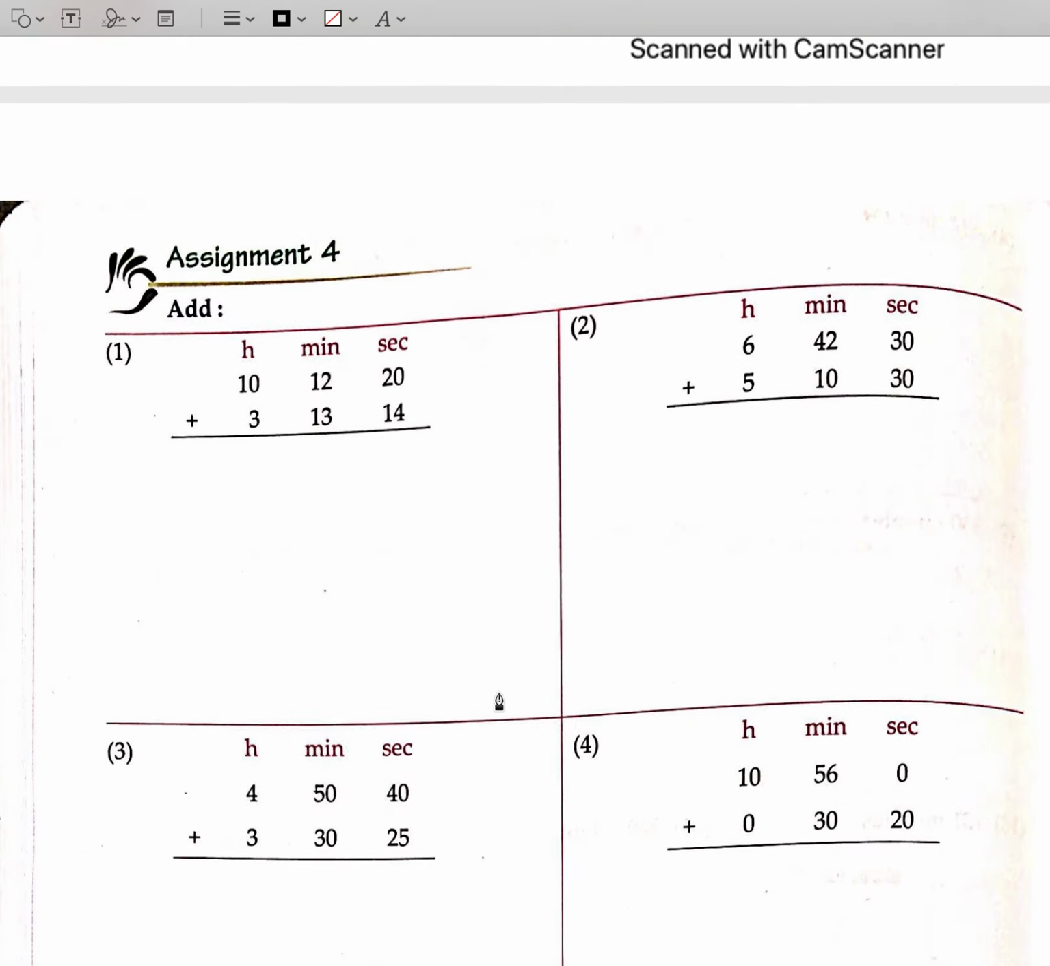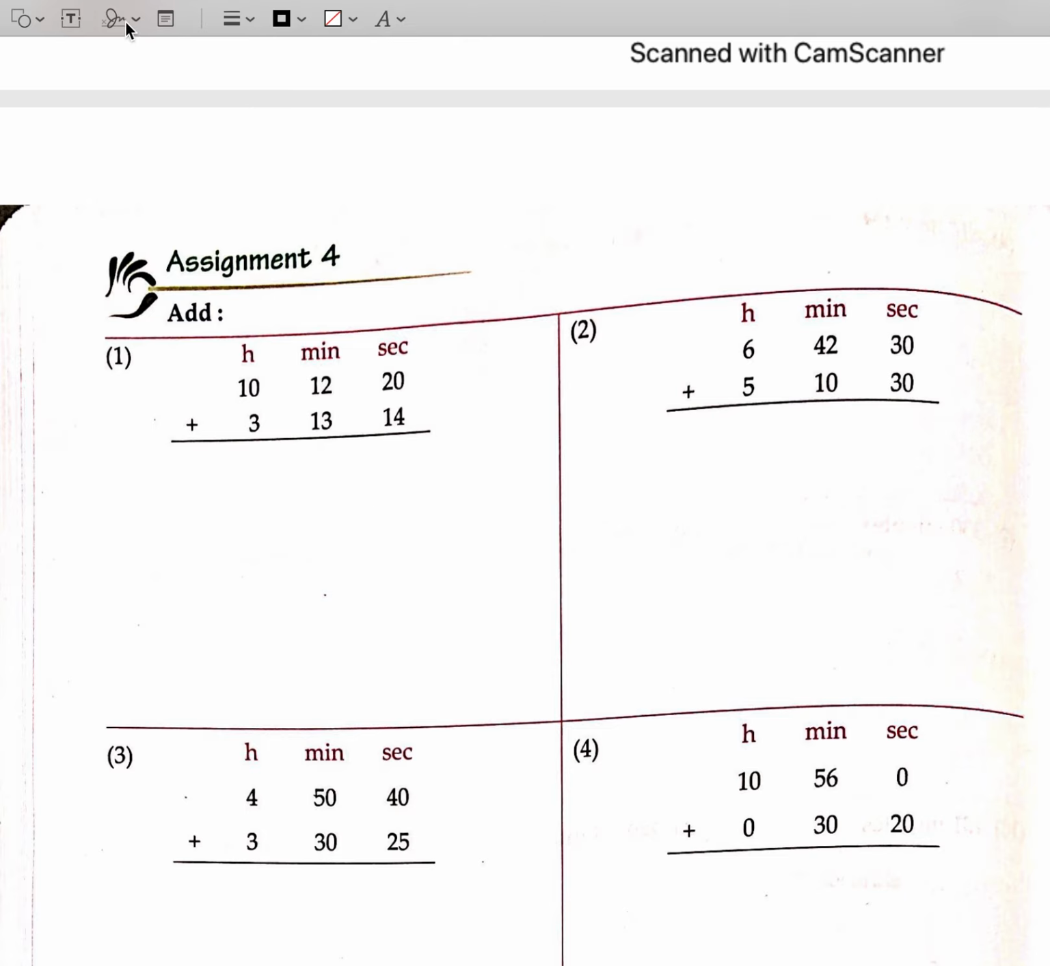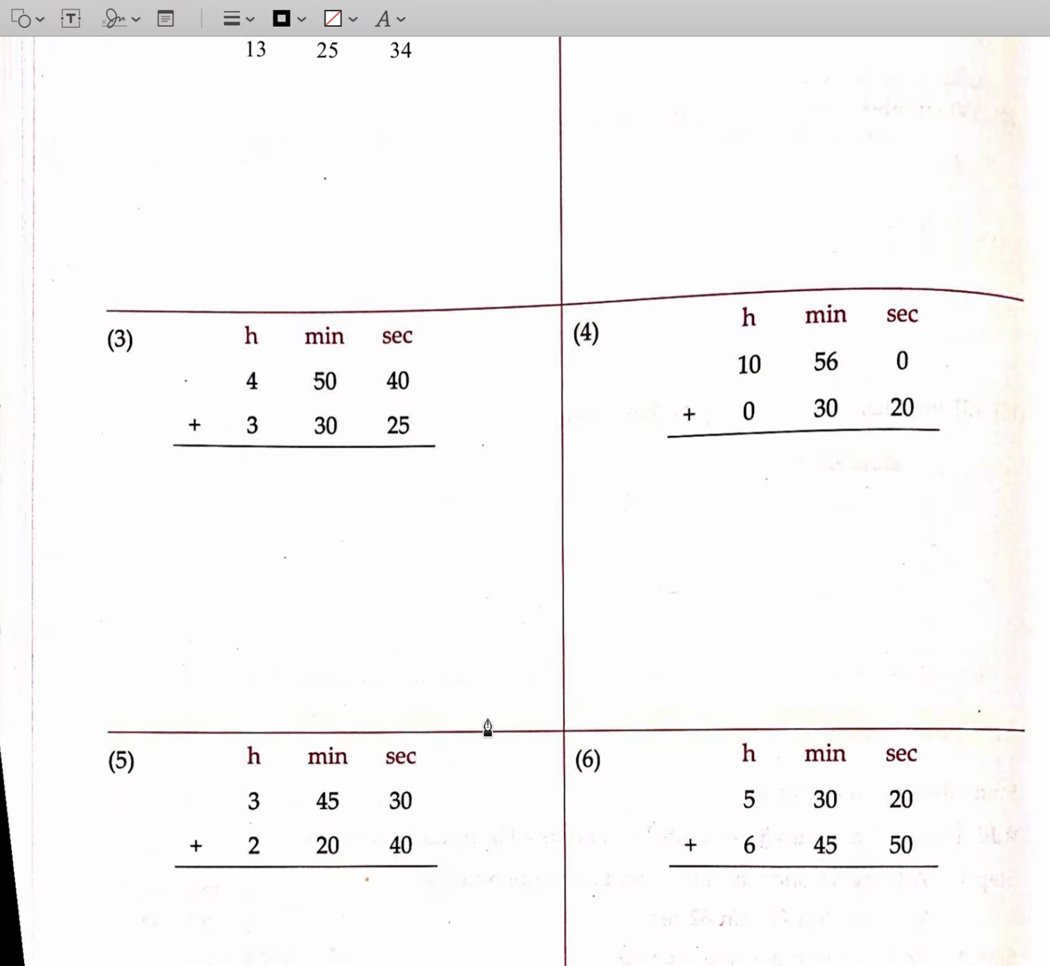This might seem difficult at first, but if you practice you will get it. Here already tables are drawn, so it's much easier for you. So 20 plus 14. Now 20 plus 14 is equal to 34. 12 plus 13 is equal to 25. And 10 plus 3 is equal to 13. So here we don't need any conversions because everything is less than 60.